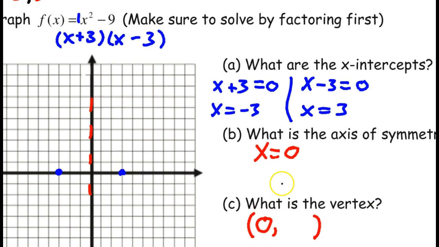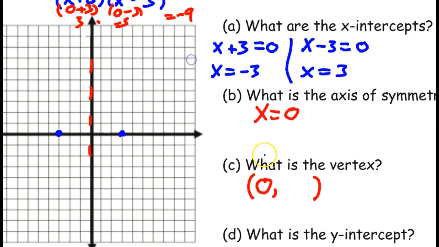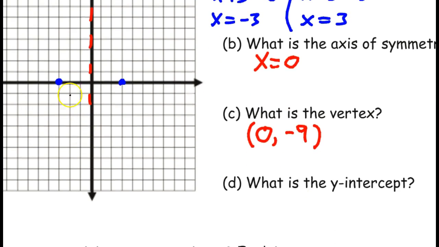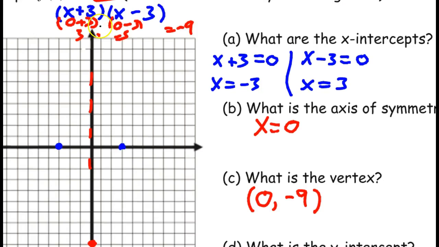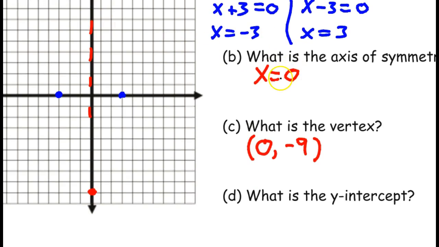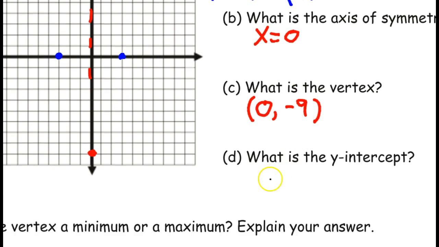Now the y is when you plug in 0, what do you get? If you plug in 0 into here, right, you'll get 0 plus 3 is 3, and then 0 minus 3 is negative 3. So 3 times negative 3 is negative 9. So there is your vertex. Way down here, negative 9. 0 comma negative 9, which happens also to be the y-intercept. So if your axis of symmetry happens to be 0, well then your vertex is going to be the same as your y-intercept. Doesn't happen often, but sometimes.